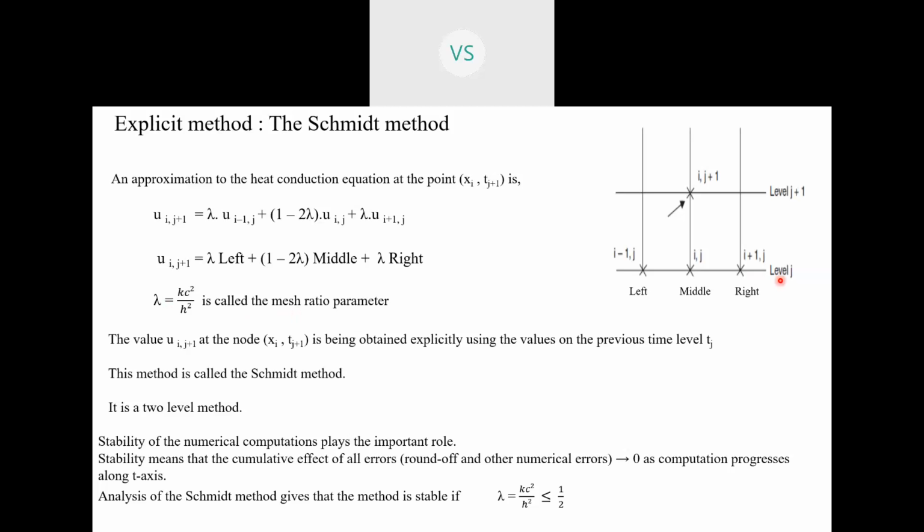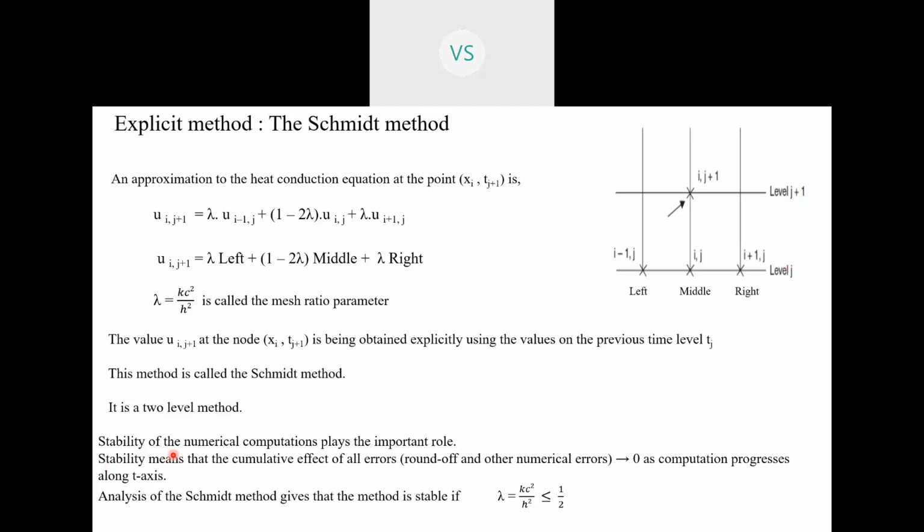So in this we have obtained the value from the previous time level, that is t_j. This method is called the Schmidt method. It is a two-level method. Why a two-level method? Because we are interested in finding the solution at this nodal point and we are considering a previous solution, so we are considering only two levels over here. So it is known as a two-level method.